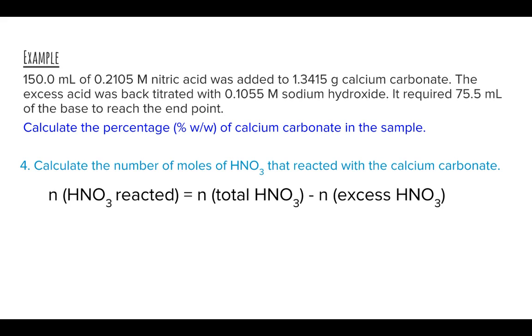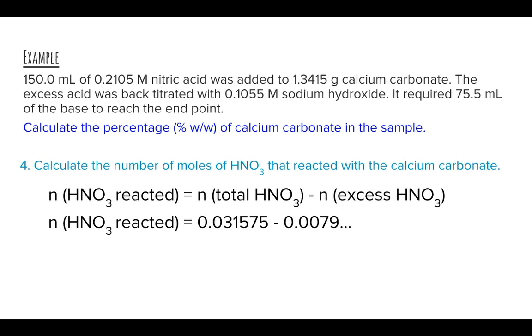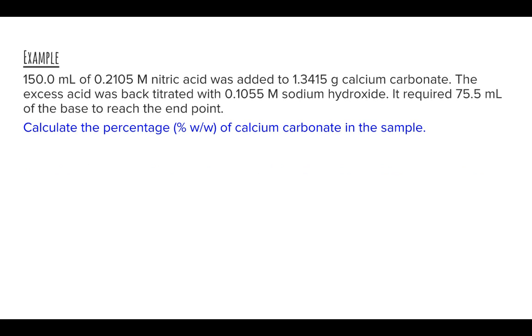So we would find that by looking at the reaction with the sodium hydroxide. So we input our two values that we've found earlier, which then gives us a value of 0.0236 moles of nitric acid that reacted with the calcium carbonate.